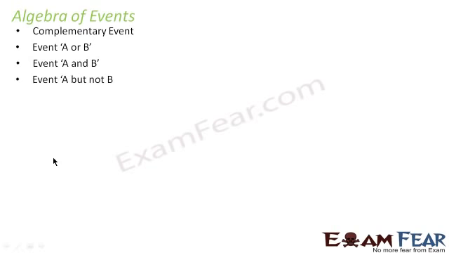Now let's talk about the algebra of events, because we have learned events. Why? Because we want to perform something on events. There are a lot of things which we can perform on events. We can perform the complementary operation on events. We can say event A or B. We can say event A and B. And we can say event A not B. These are some of the operations which we can perform on events.